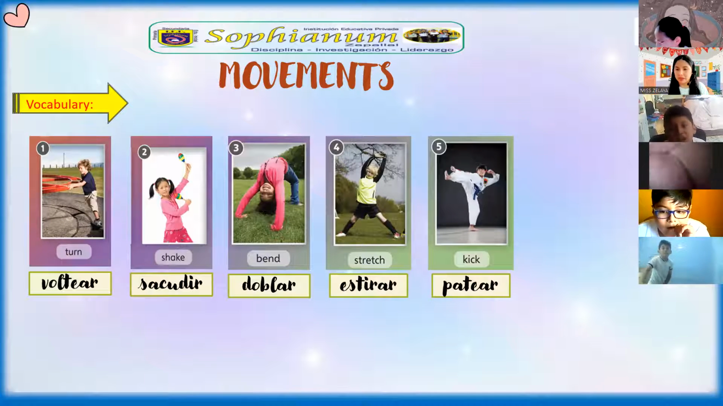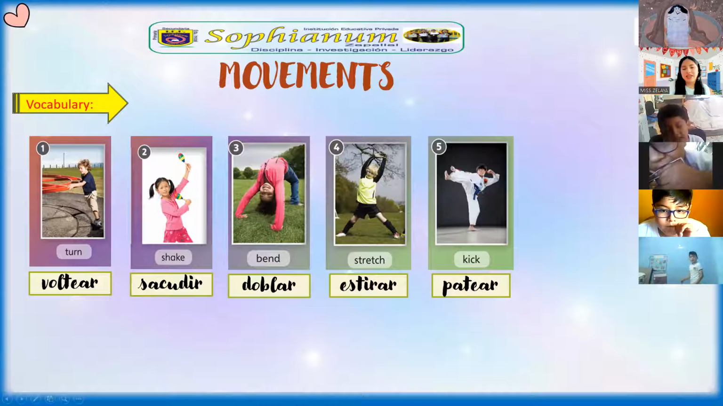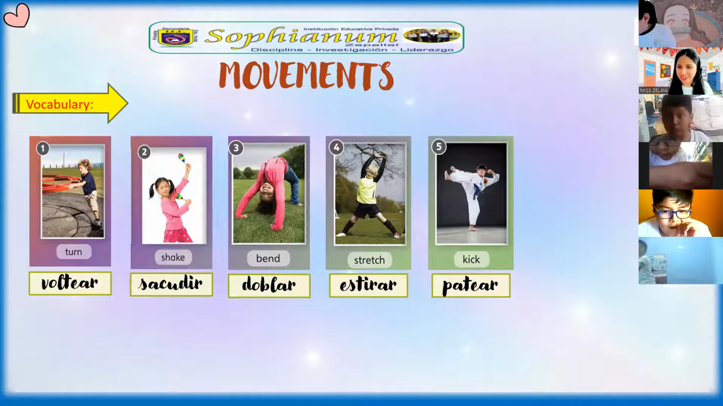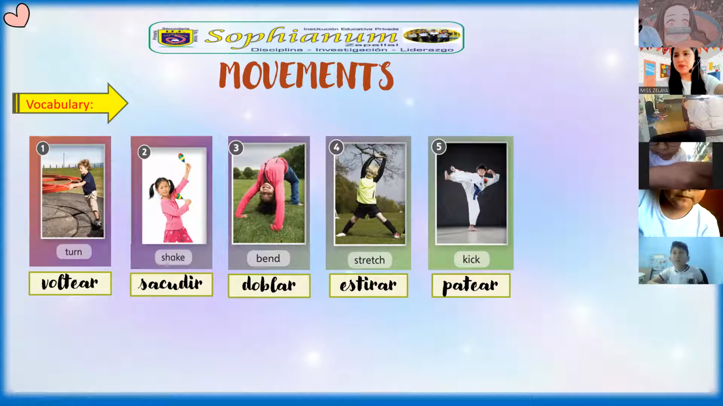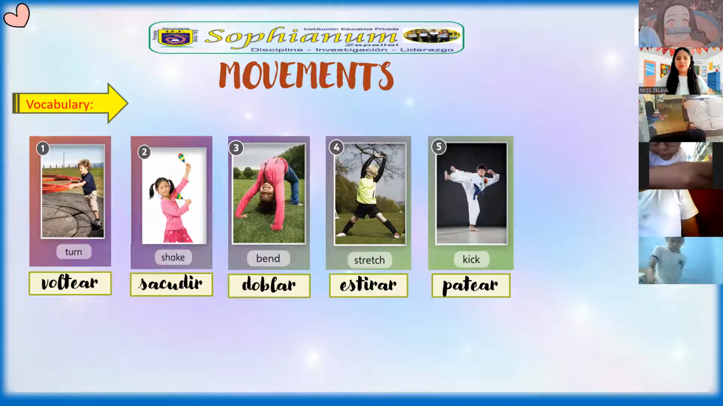Kick, patear, okay. So today, my dear students, el día de hoy vamos a desestresarnos un poquito, vamos a relajarnos en la clase de hoy. Han tenido una semana muy agotadora, han trabajado mucho, han hecho muchas tareas, y el día de hoy nos vamos a relajar, pero también vamos a aprender. Así que nos ponemos de pie. Stand up, please. Stand up, students. Pónganse de pie. Miren que yo tampoco tengo un espacio tan amplio, pero de todas maneras estoy haciendo un espacio y me estoy poniendo de pie. Okay, and now let's repeat and let's move our body, okay?